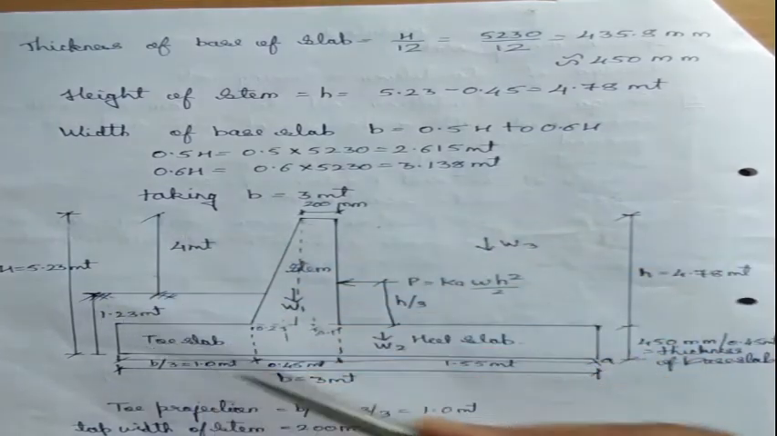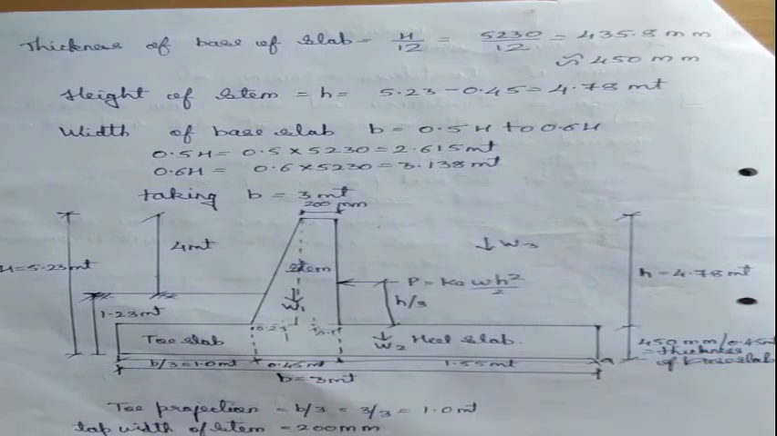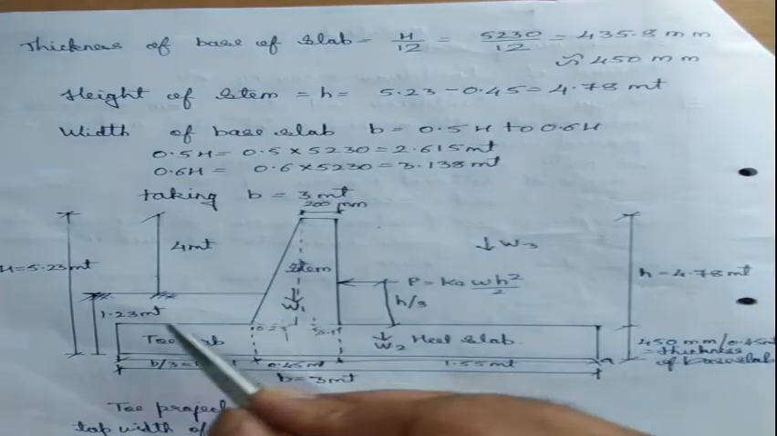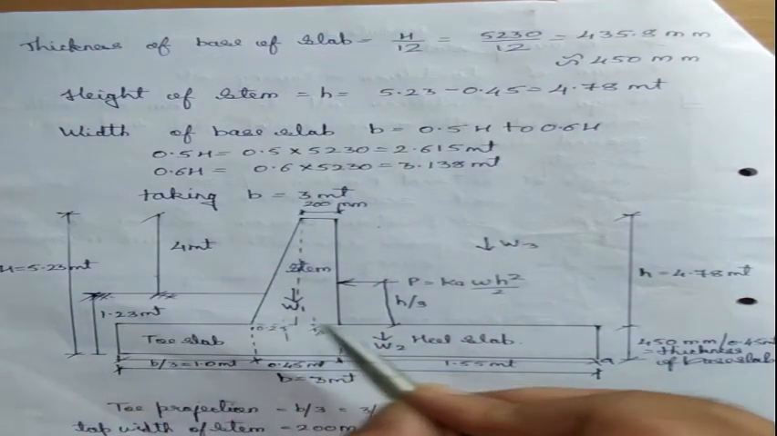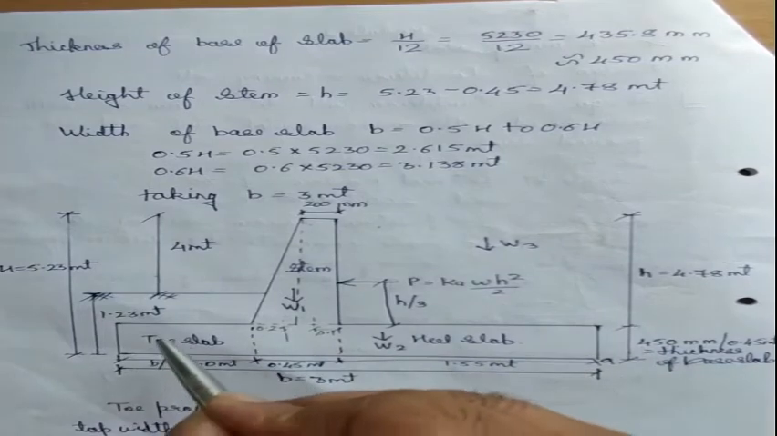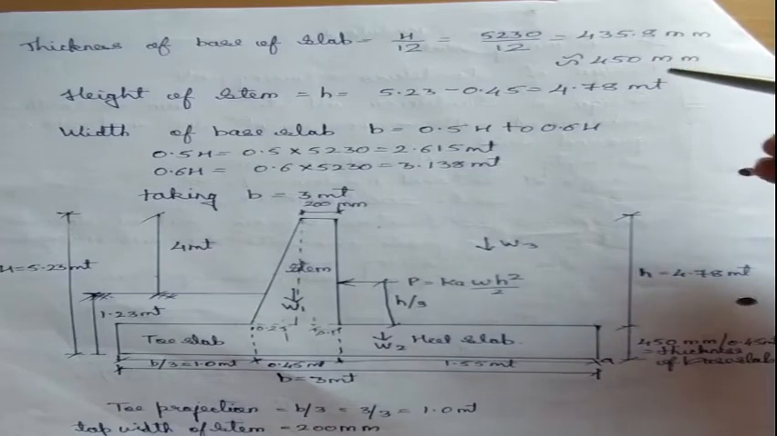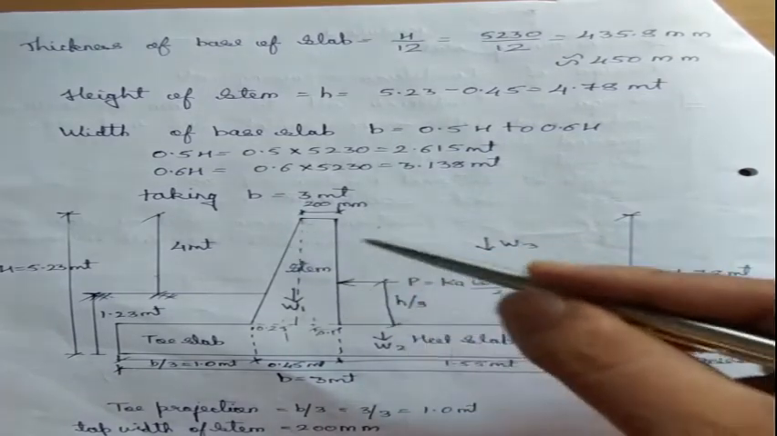As you can see in my cross section, I have mentioned the stem, the toe slab and the heel slab. Now, I already know the thickness of the base slab, nothing but this slab. The slab which is at the below portion is called the base slab, and I have found out the depth which is 450 mm.